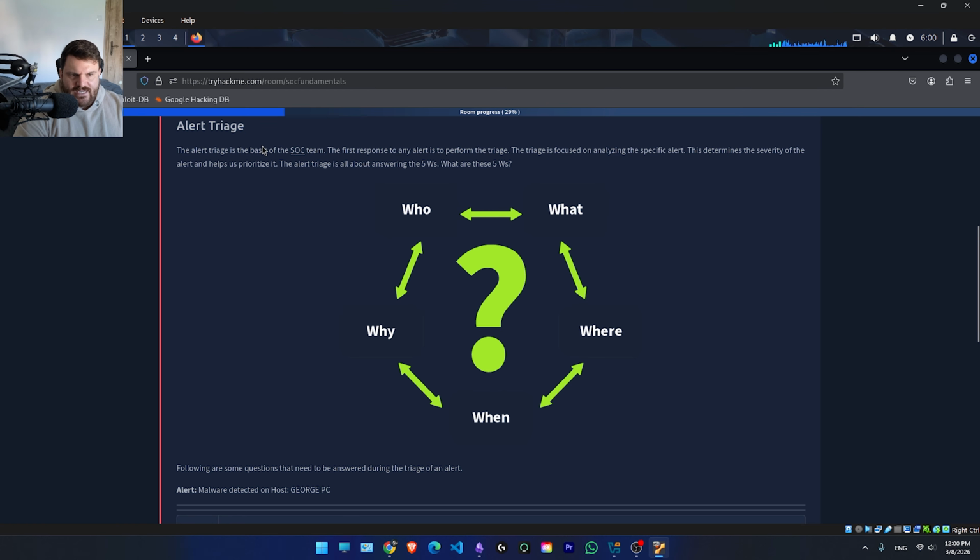Alert triage. The alert triage is the basis of the SOC team. The first response to any alert is to perform the triage. The triage is focused on analyzing the specific alerts. This determines the severity of the alert and helps us prioritize it. The alert triage is all about answering the 5 W's.